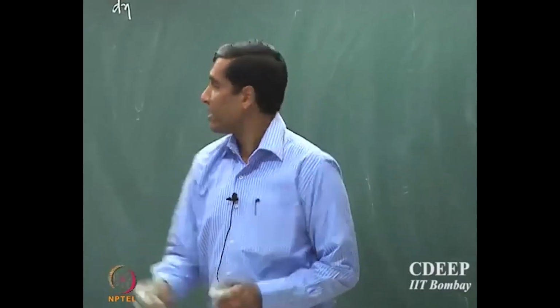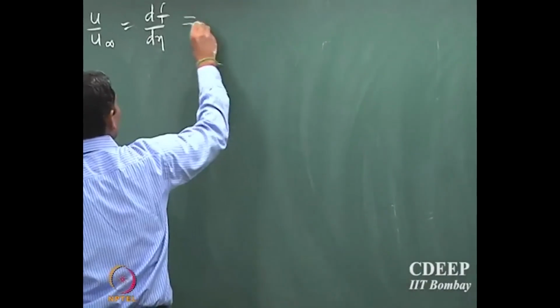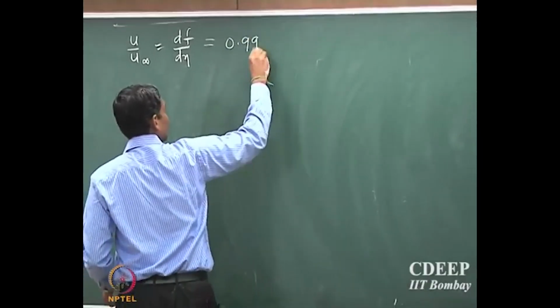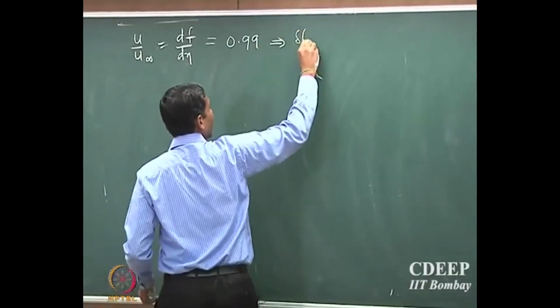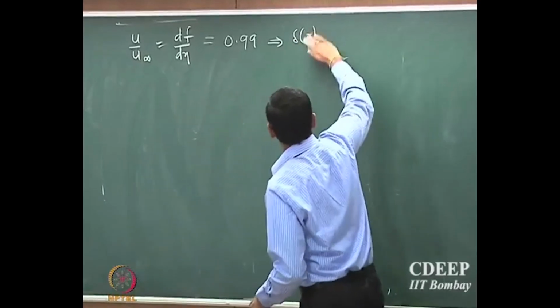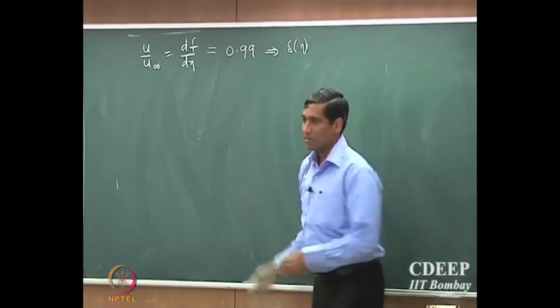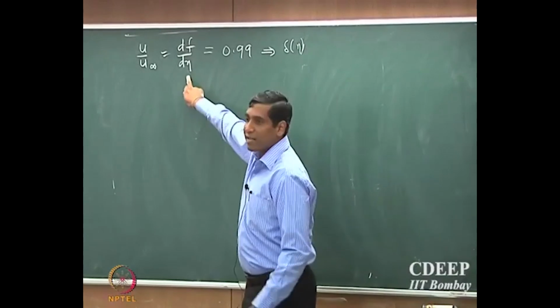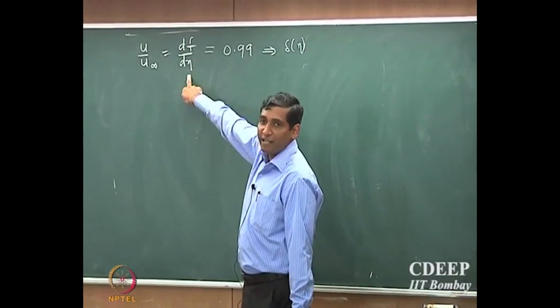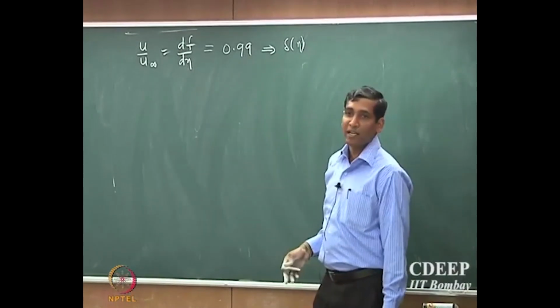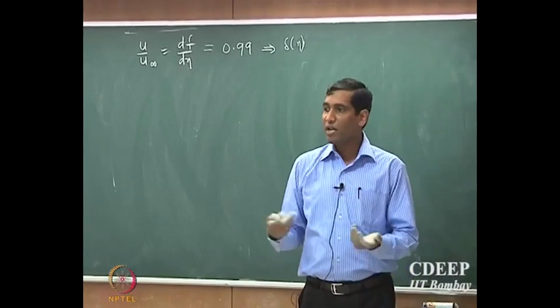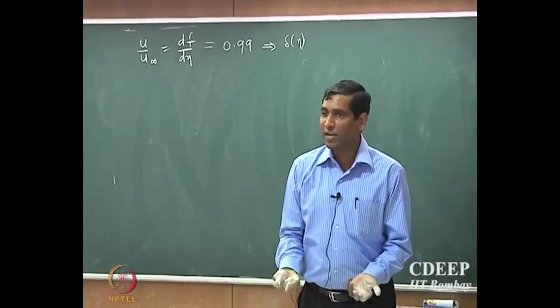U tends to 0.99. So the boundary layer thickness corresponds to that, right? And here it will be a function of eta, right? So whatever is the value of df by d eta at which it is equal to 0.99 tells you what the corresponding boundary layer thickness is, right?